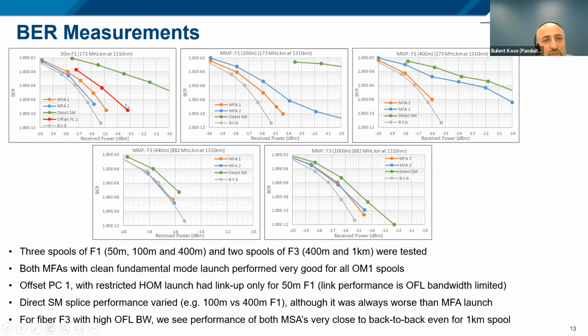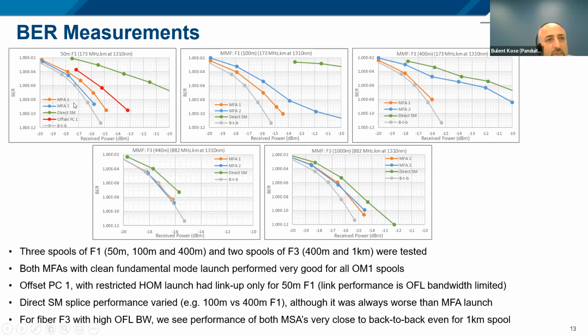But the same mode conditioning patch cord disappears. There's no link when I increase the length to 100 meters, and of course 400 meters as well. I didn't do that in the F3 fiber result here, because I didn't look at 50 meters, a very short length. I only looked at 400 meters and a kilometer of this other, better fiber. So basically, the standard mode conditioning patch cord scales with length, like the bandwidth-length scale of normal fiber with an overfilled condition. It scales with length, and when you increase the length, you don't have a link anymore.